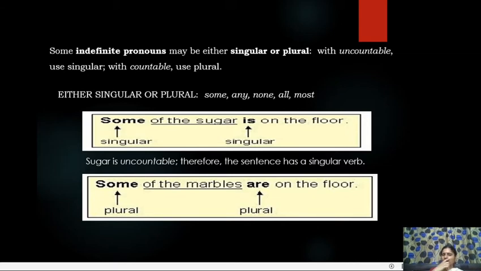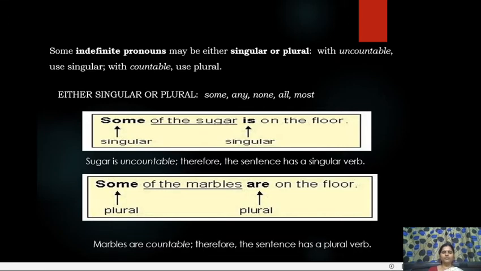Sometimes indefinite pronouns may be used as either singular or plural. So if you get such a context, what you have to do is check whether that is referring to an uncountable noun or a countable noun. If it is referring to an uncountable noun, use a singular verb. If it is referring to a countable noun, use a plural verb.